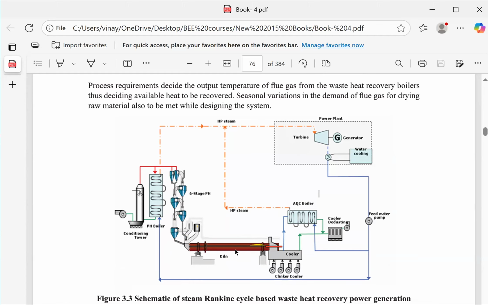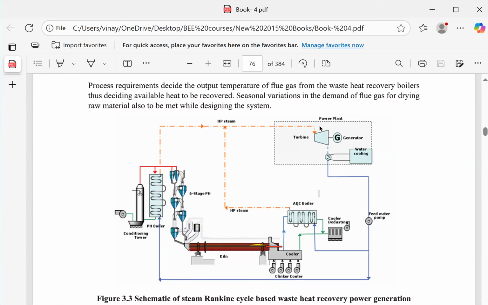Those gases are used for generating steam in PH boilers or AQC boilers. And both boilers' steam generated is connected together. High pressure steam goes to the turbine. Now, once the steam is generated, the further cycle is the same as any steam turbine.